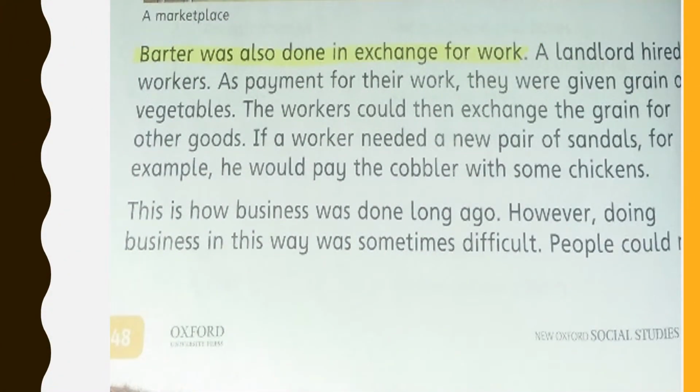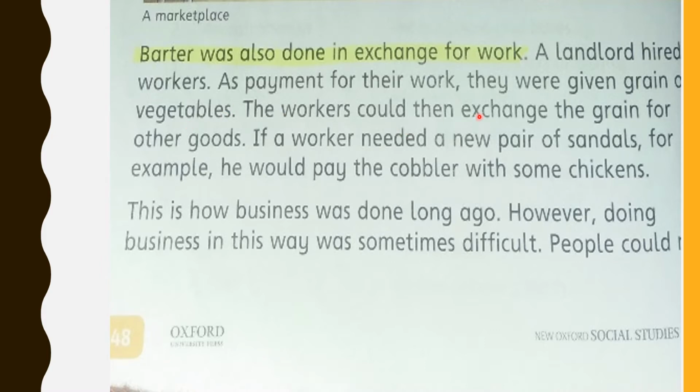Okay, now again on page 48, barter was also done in exchange for work. As I have mentioned earlier, the exchange of goods or even services means barter system. Barter was also done in exchange for work. A landlord hired workers. And what did he give them as payment? As a payment for their work, they were given grain and vegetables.